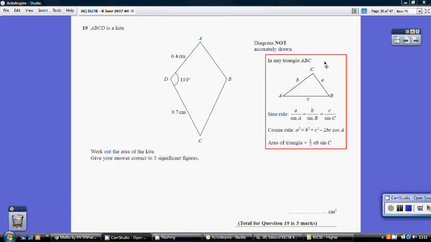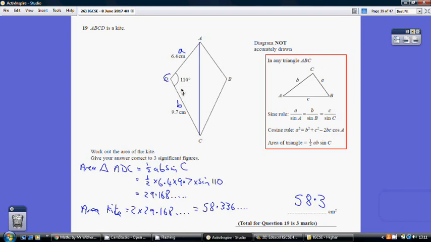Question 19. So I've chosen to break this kite down into two identical triangles, and I'm going to work out the area of one of these triangles, then double it to work out the area of the kite. So looking at this triangle on the left, and using the area of the triangle rule, which says half ab sin C, I've relabeled my diagram to tie in with the formula in the given formula sheet. So I've made my angle C and my two sides lowercase a and b. So I've made a 6.4, b is 9.7, and my angle C is 110 degrees.